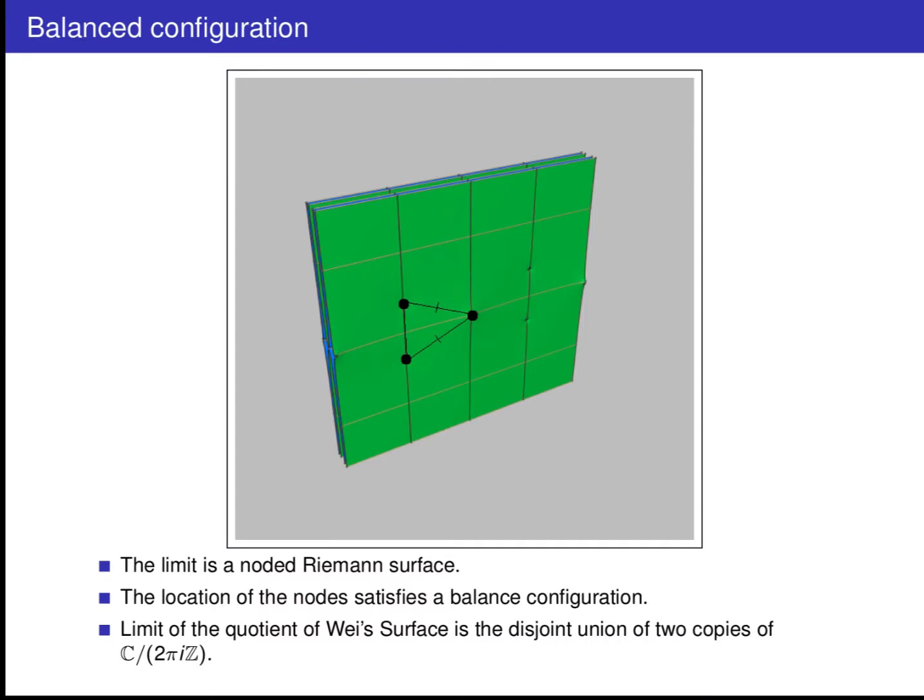So in the limit, we get this noded Riemann surface. The location of the nodes turns out to satisfy a particular balance configuration. The limit of Weber's surface is the disjoint union of two copies of the C mod 2 pi i times Z.